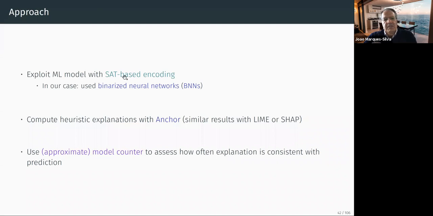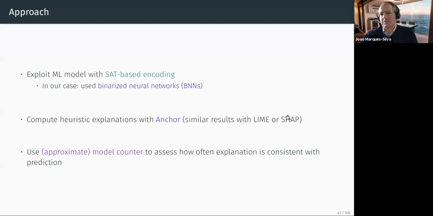What we did here is we needed a different setup, and I will explain why. Because we need to use model counting. We need to look at all the possible feature space and then count when it's correct or it's not correct. The only way we could do this was to use a SAT-based encoding. In this case, we used binarized neural networks, a fairly well-known machine learning model. And then we computed heuristic explanations with Anchor.